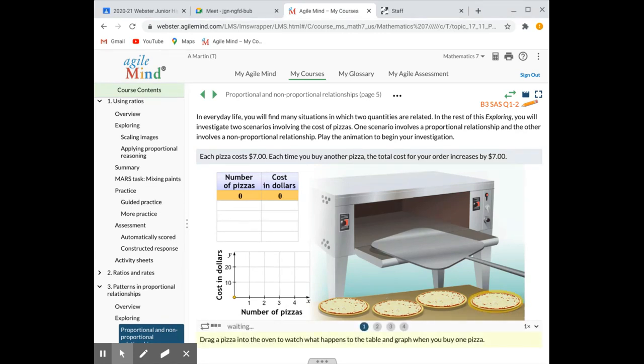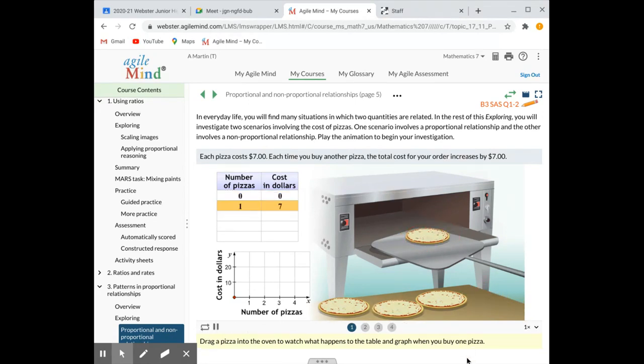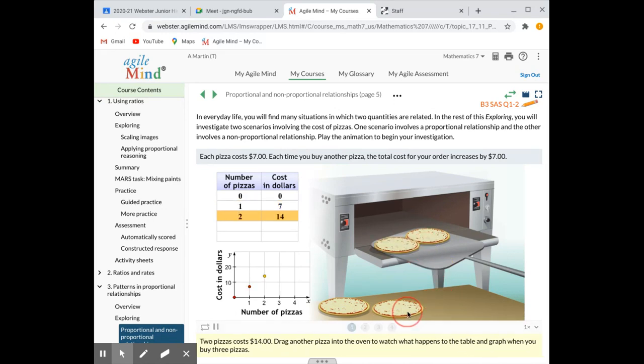So if we buy 0 pizzas, it costs how much? You don't get $0, because you're not buying anything, right? It says drag a pizza into the oven and watch what happens to the table and the graph when we buy one. So if we buy one pizza, we spent $7, right? Yes. And for two, y'all said it was $14.